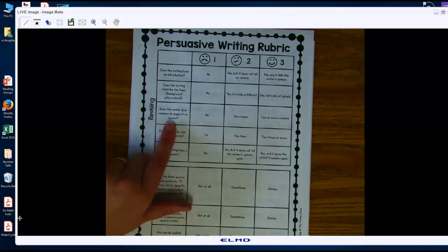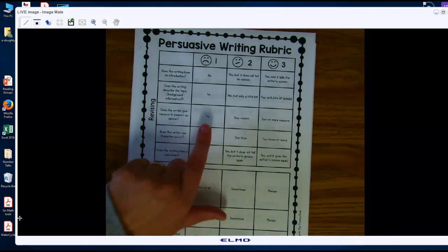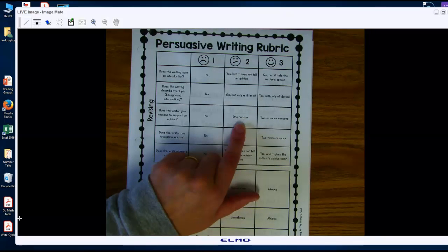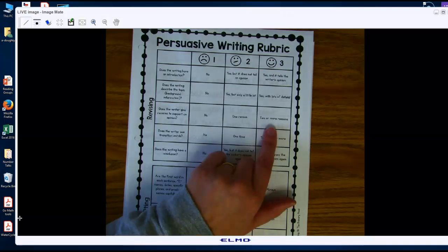Does a writer give reasons to support? Do you have any reasons? If not, you get a sad face. So you have 1 reason, you get an okay face. If you have 2 or more reasons, you get a smiley face.